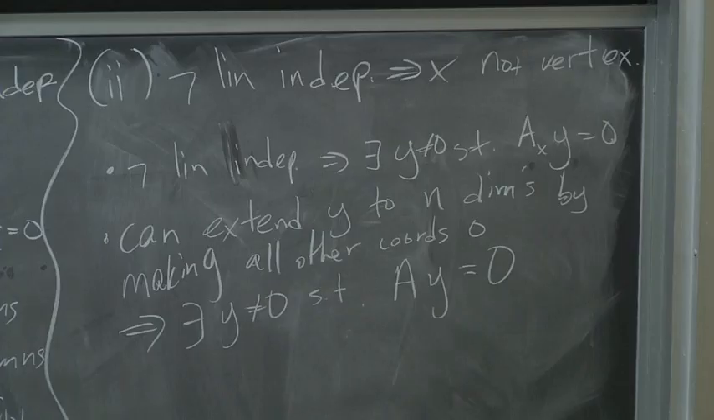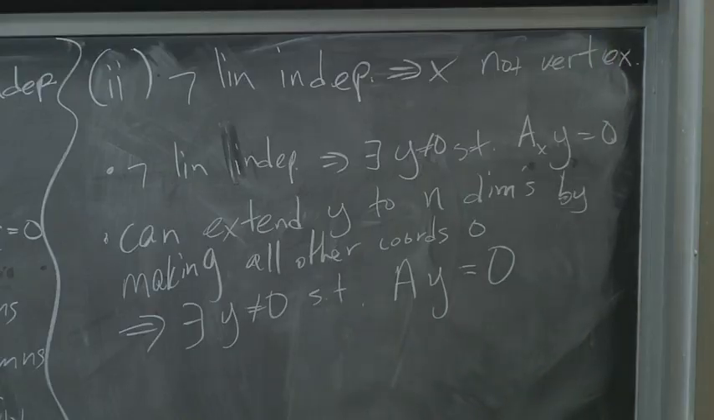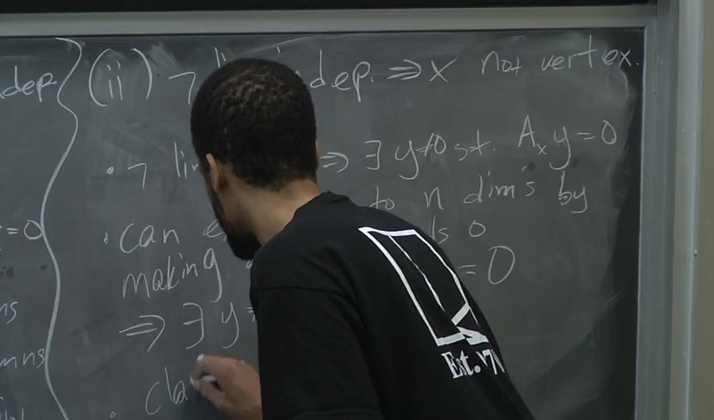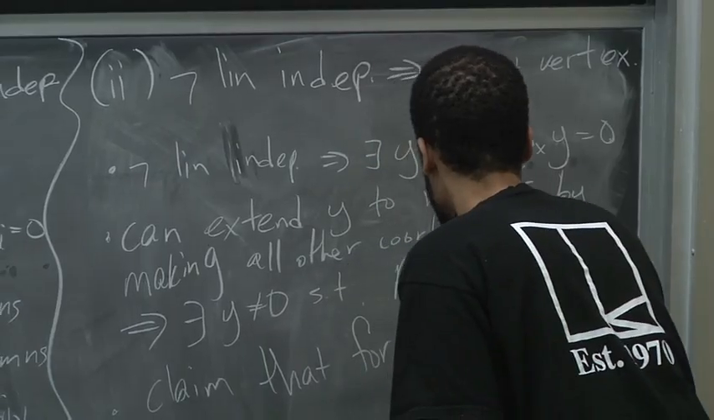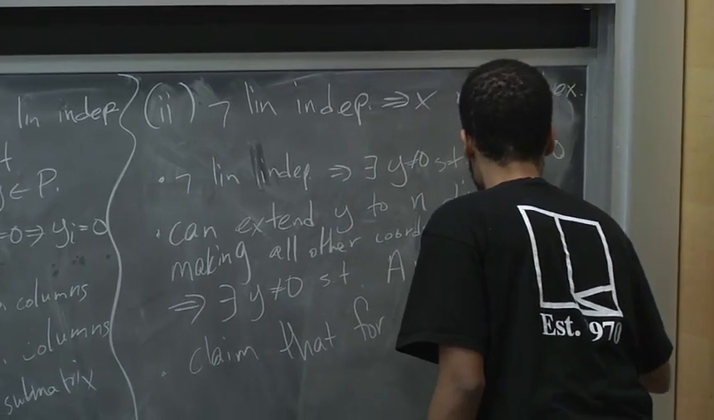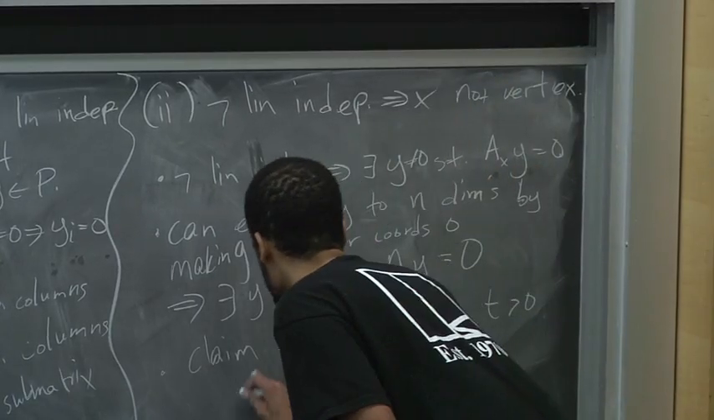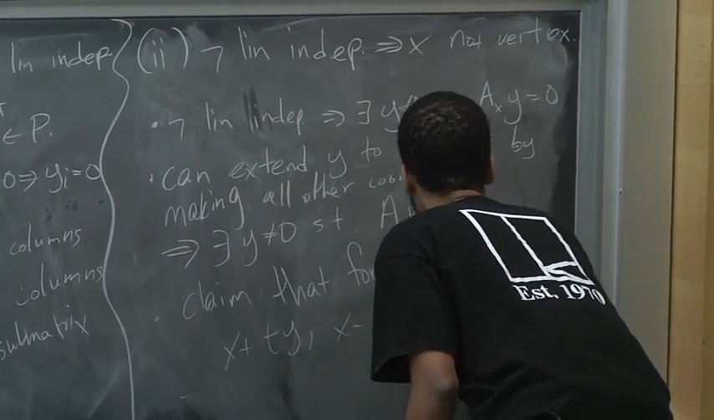And again, so what do we need to do to show that x is not a vertex? We need to show that x plus y and x minus y are both in P. So I claim that for some strictly positive t, x plus ty and x minus ty are both in P.